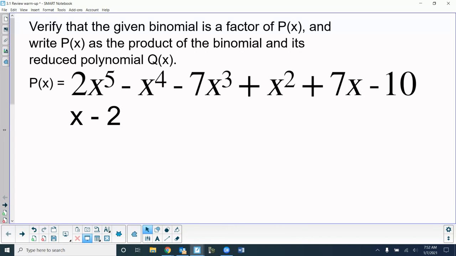So this is like number 9, this type of problem here, okay? It says verify that the given binomial is a factor. So here's my given binomial, x minus 2. We're going to check to see if it's a factor or not. And again, it says verify, so it's supposed to be, right?